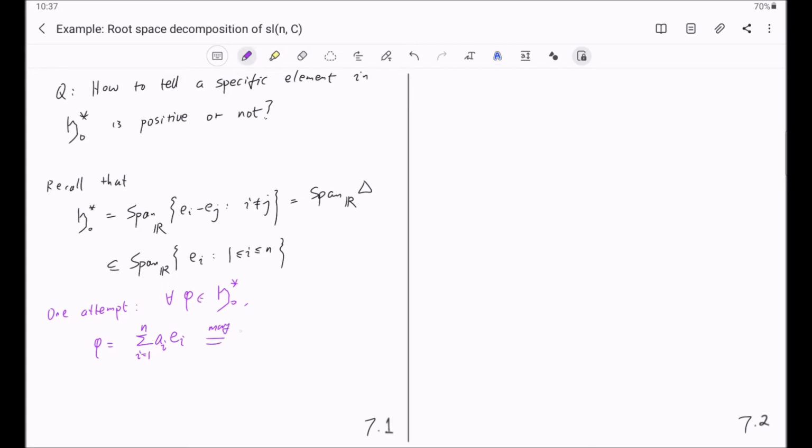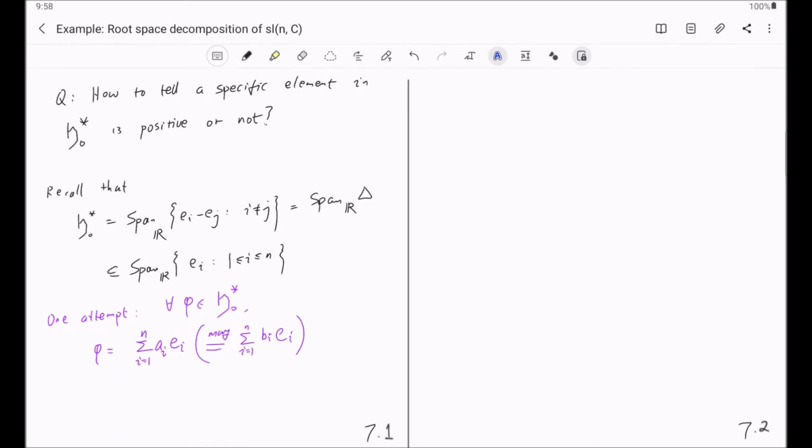Because this may also be equal to another linear combination of E sub i's. However, if we add one more restriction to the coefficients in this expression, we'll be able to make this expression unique. Indeed, we have the following claim.